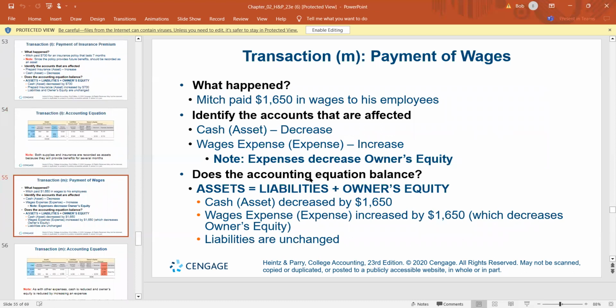Payment of wages. Okay, Mitchell has people driving those motor scooters around using that delivery equipment. They deliver his pizzas, and now it's near the end of the month and he has to pay them. So let's see, we're paying our wages to employees. Well, cash is certainly going to go down unless we're paying them in pizzas, which I doubt. We're going to pay them in cash. Cash goes down, and that's an expense. Let's call it wages expense. Let's call it salaries expense. Some companies call it salaries and wages expense.